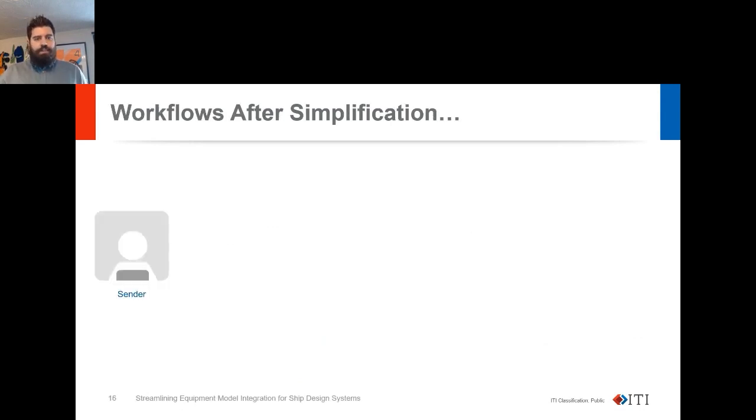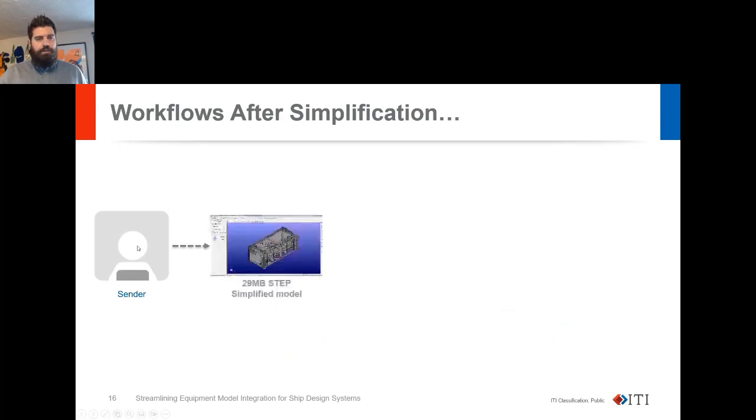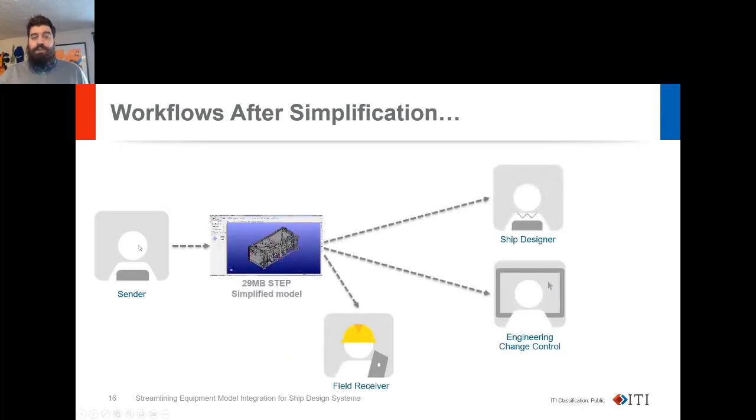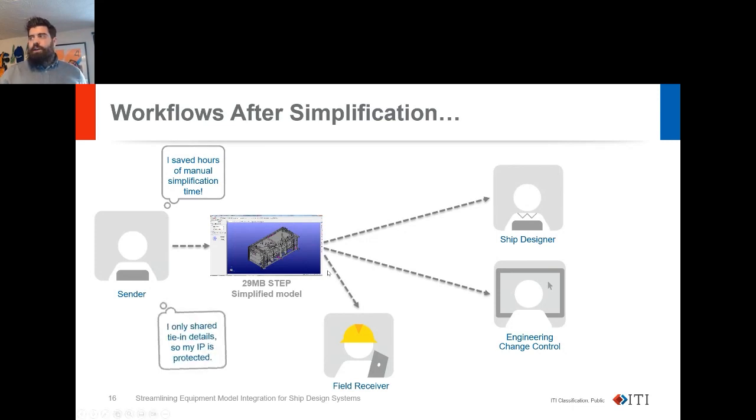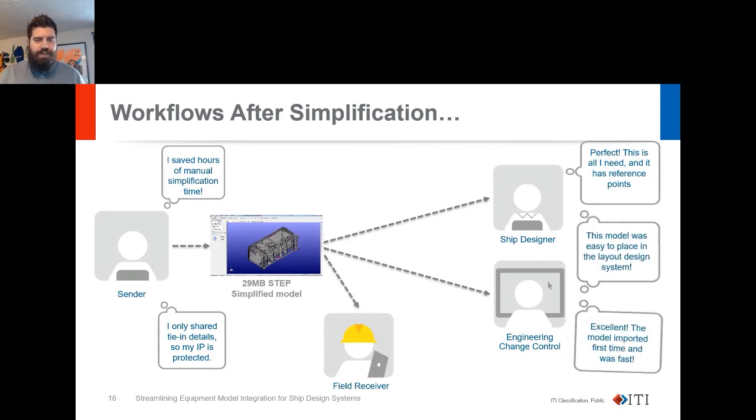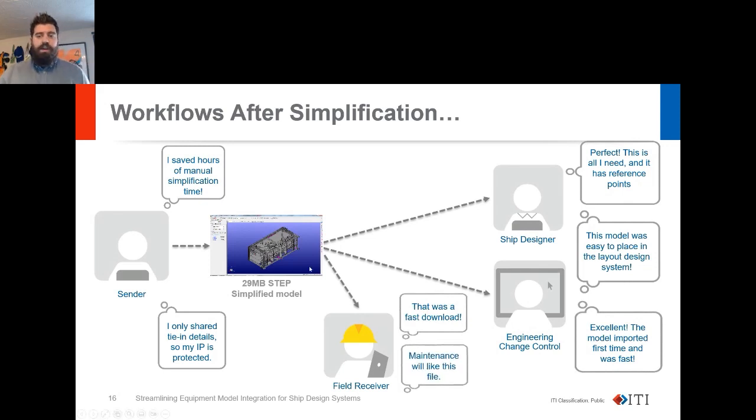So then if we achieve all of that, then we should end up with a workflow more like this compared to what we had earlier. So the sender's happy because it's a smaller file, taking less time for them to send, protecting their IP. The designer and engineering change controller are having models that are easier to work with, and the person in the field doesn't have to wait for mobile data to download huge parts. So really, it's win-win all round if we can get to this kind of workflow.